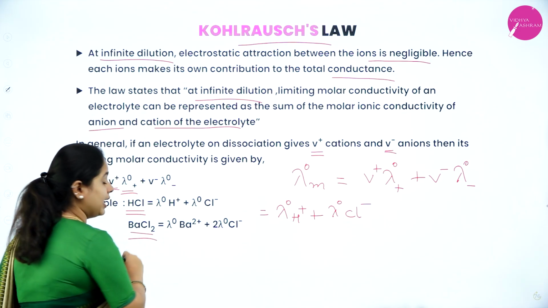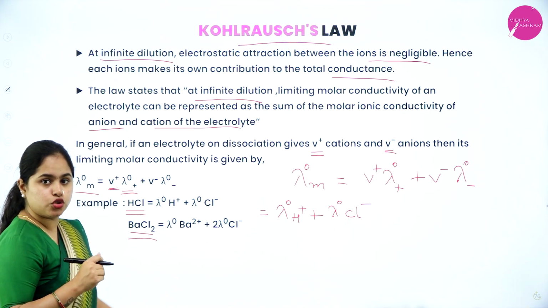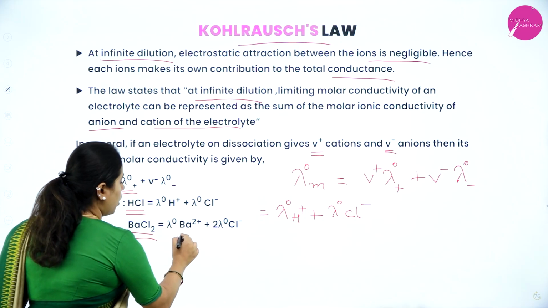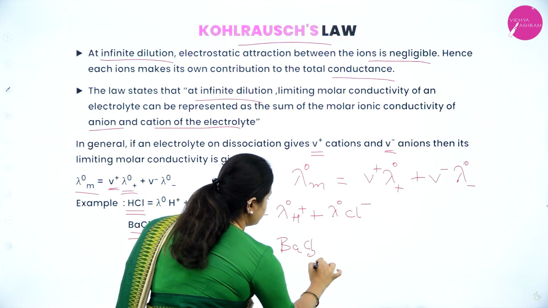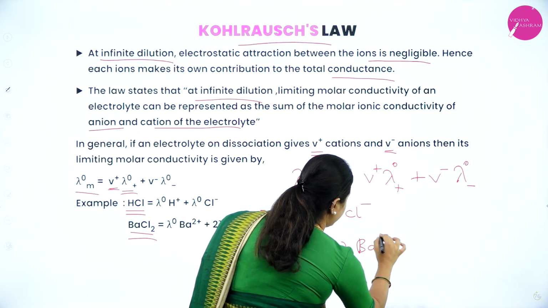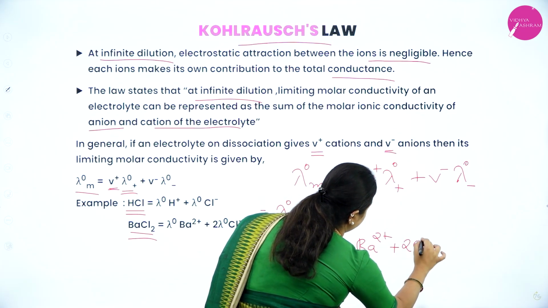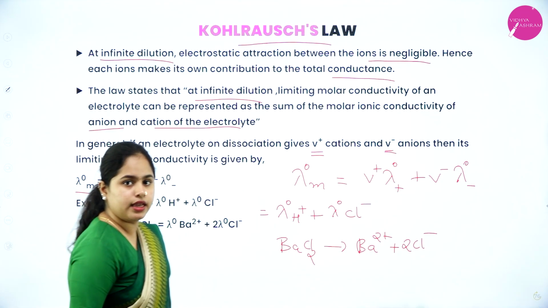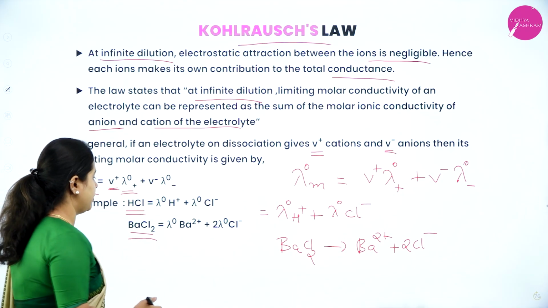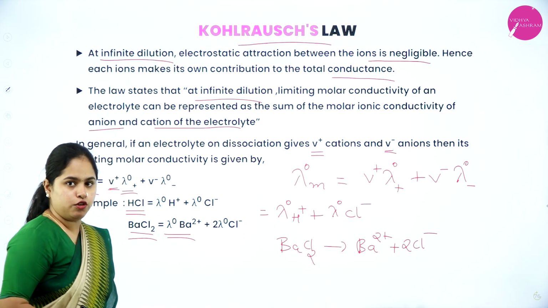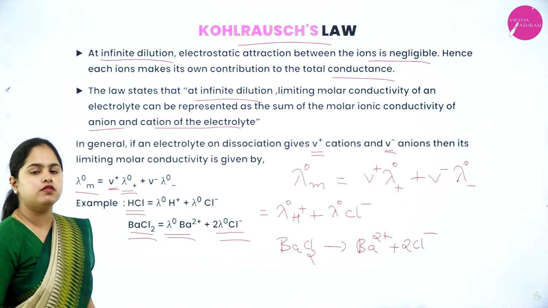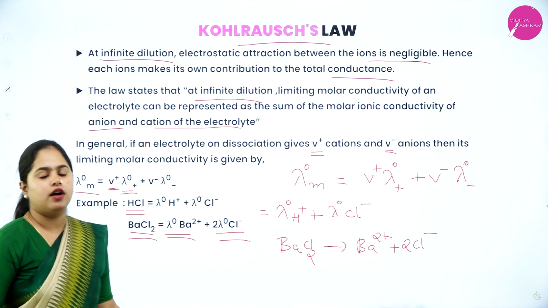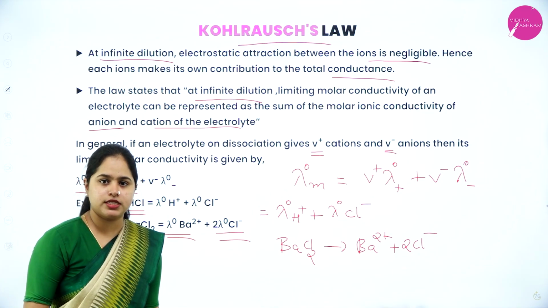Same way, BaCl2. Now there is a 2 also. Okay, so barium chloride will be dissociated into Ba2 plus and 2Cl minus. Right. So how do I write Kohlrausch's law then? It will be the limiting molar conductivity of Ba2 plus, plus 2 into the limiting molar conductivity of Cl minus. So this way you have to do the calculation. So I hope it is clear.